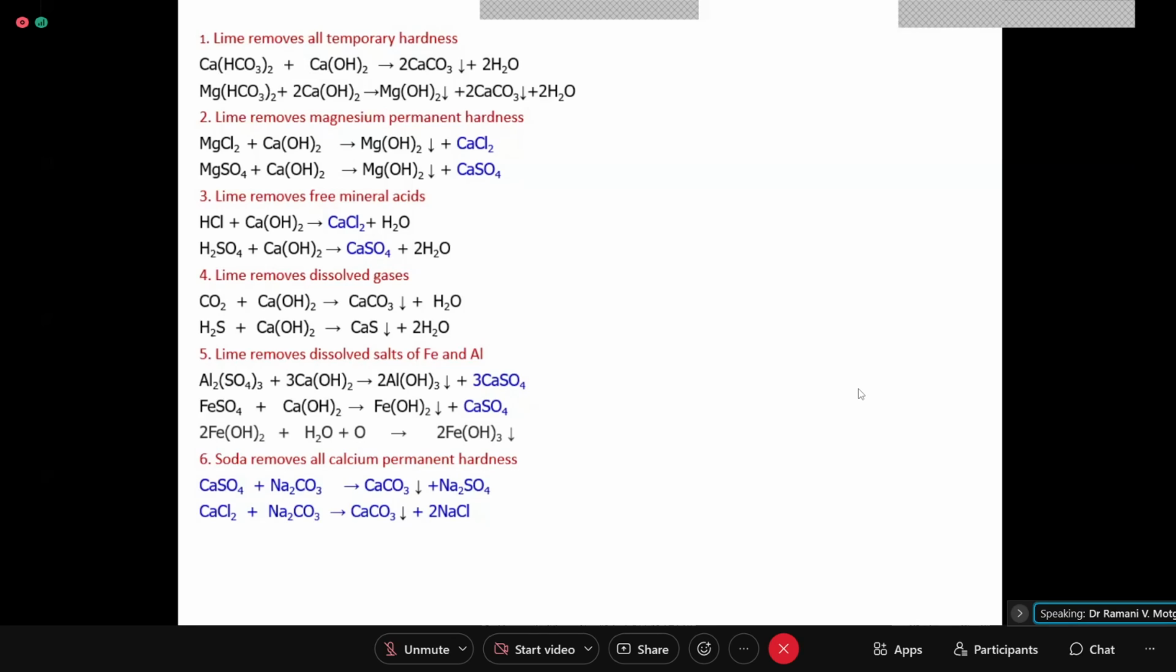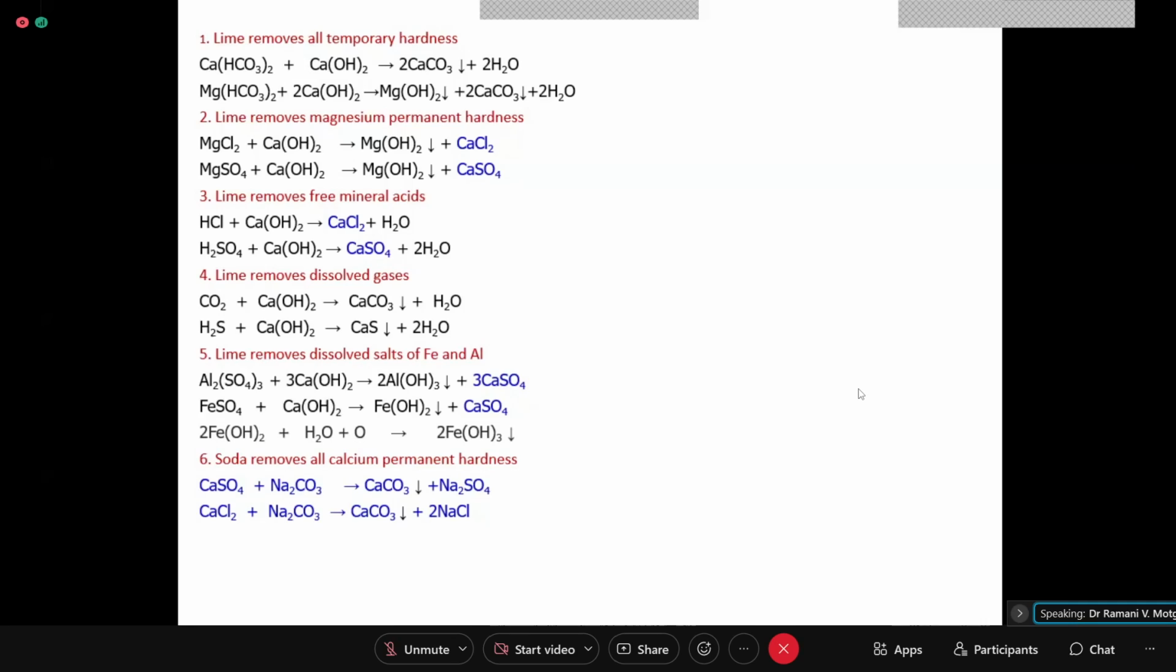Hardness after the lime soda process is around 30 to 50 ppm. Okay, so it remains. That part is not removed. But if the water is 500 ppm hard, then definitely the lime soda process will remove 450 ppm of hardness, but this small quantity remains behind. This small quantity which remains behind is removed by the zeolite ion exchange process.